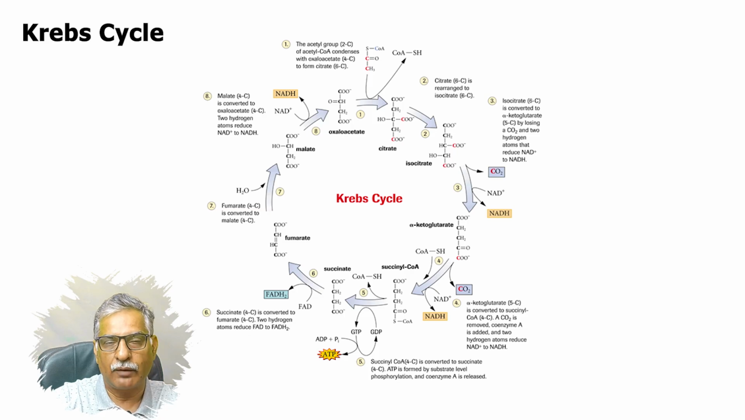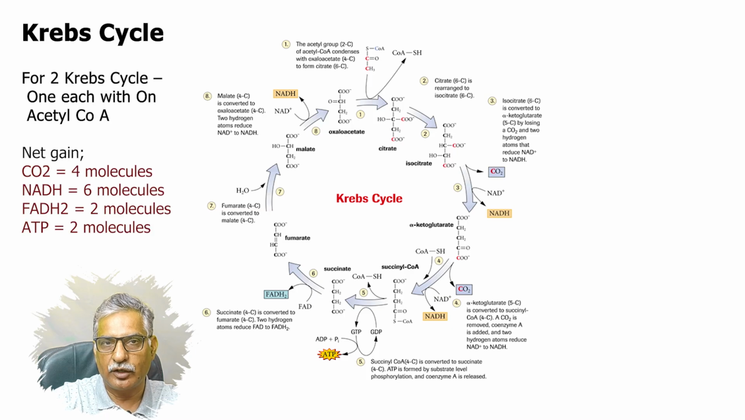But as we have 2 acetyl coenzyme A at the end of the link reaction for 1 glucose molecule, the 2 acetyl coenzyme A will proceed with 2 Krebs cycles operating simultaneously. So this results in a total of 6 reduced NAD molecules, 2 reduced FAD molecules, 2 ATP molecules, and all the carbon in acetyl coenzyme A was lost as carbon dioxide.